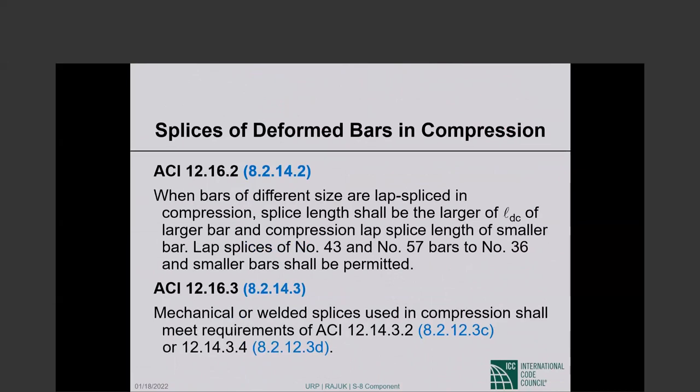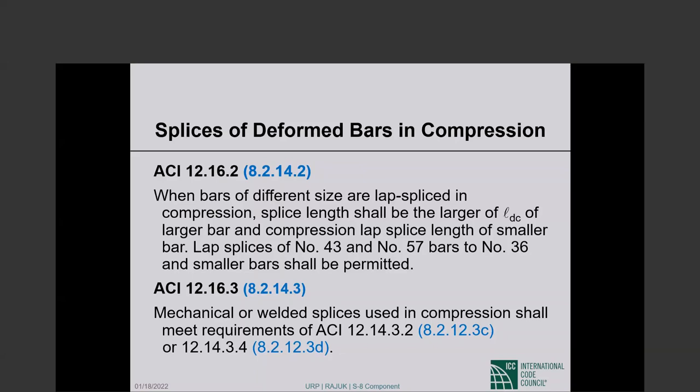Splices of deformed bars in compression, continuing. When bars of different size are lap spliced in compression, this is not uncommon at all, splice length shall be the larger of the compression development length of the larger bar and the compression lap splice length of the smaller bar. This is very similar to what we had for tension.